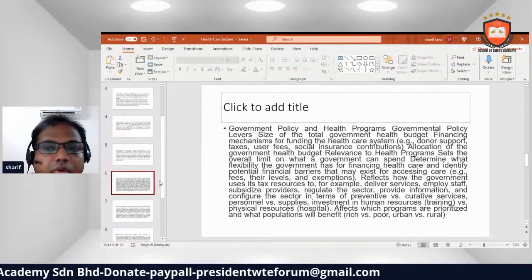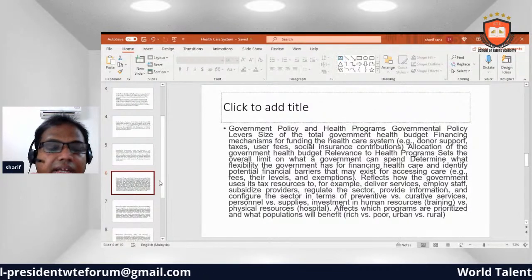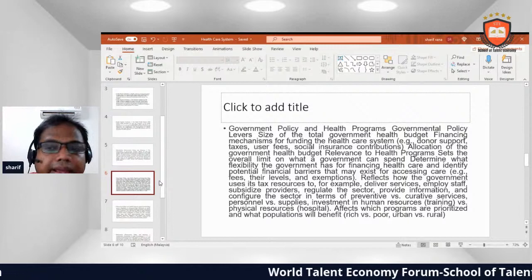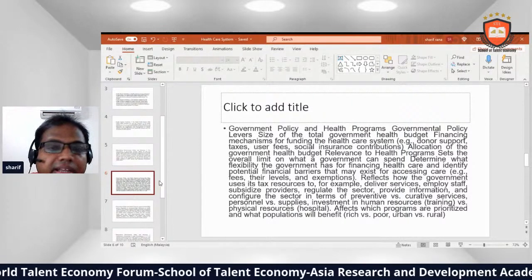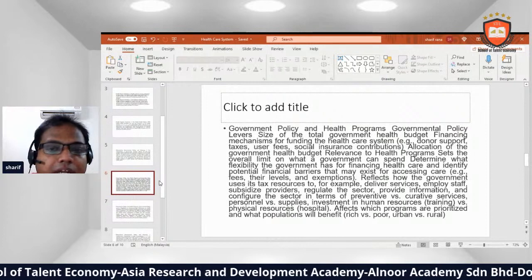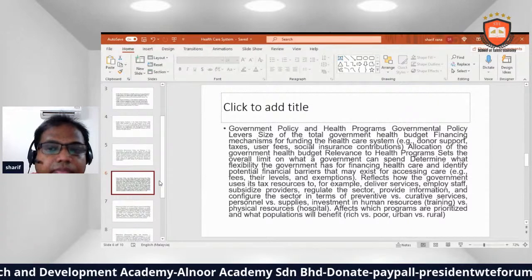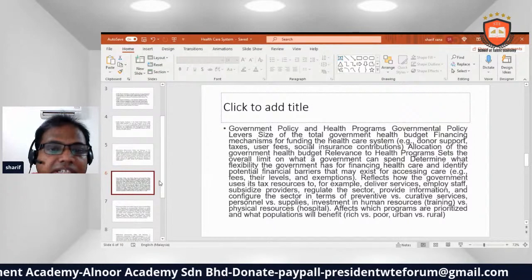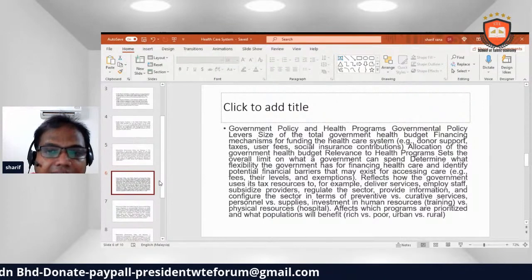Government policy and health programs. Government policy levers include the size of the total government health budget and financing mechanisms for funding the healthcare system, for example donor support, taxes, user fees, and social insurance contributions. Allocations of the government health budget, and their relevance to health programs, set the overall limit on what a government can spend, determine what flexibility the government has for financing healthcare, and identify potential financing barriers that may exist for accessing care.